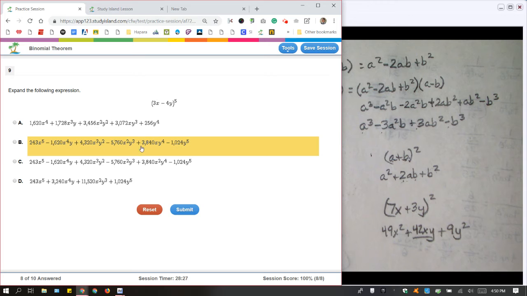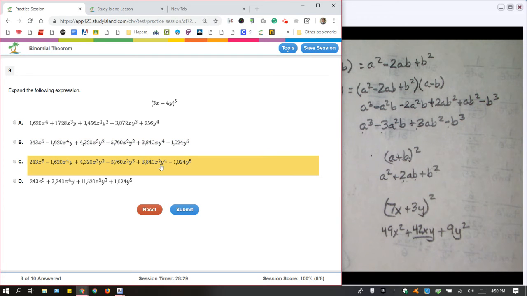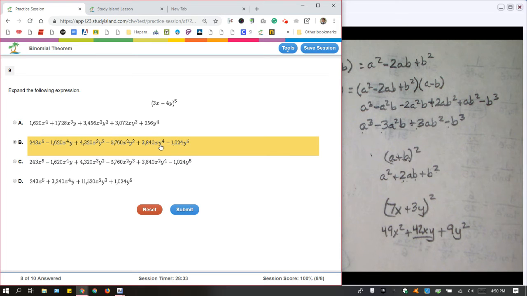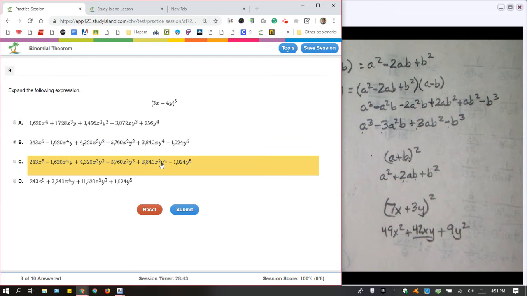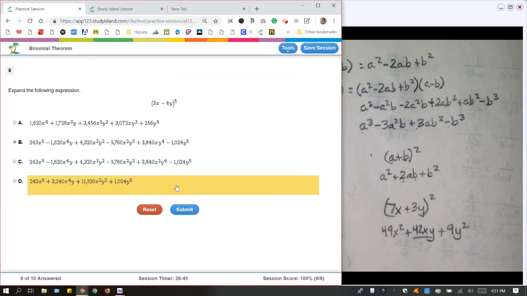Then they both say 3,840, but what's this say? X squared y to the fourth? What? No, x y to the fourth. We already had our x squared. We have to subtract every single time from the previous exponent. So x to the fifth, x to the fourth, x to the third, x squared, x to the first. It should not be x squared again. So B is our answer.